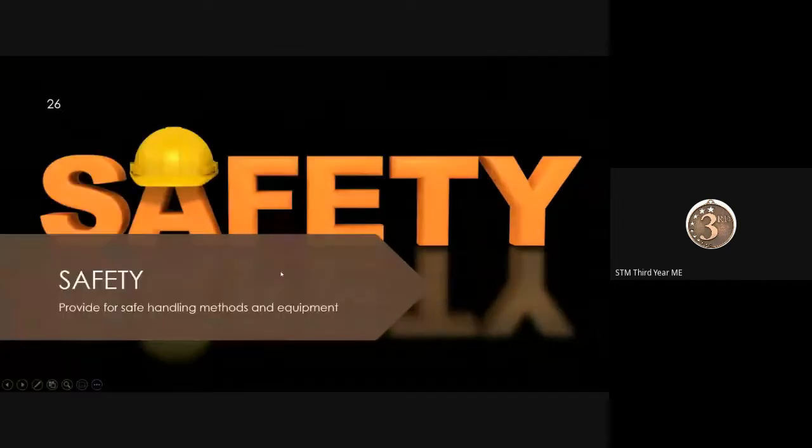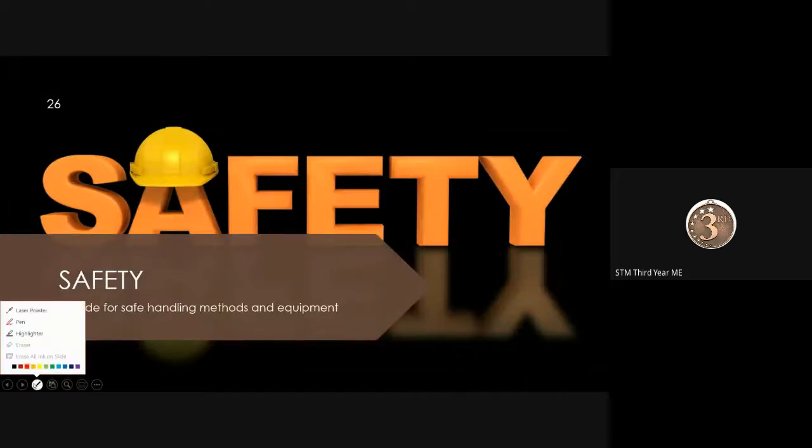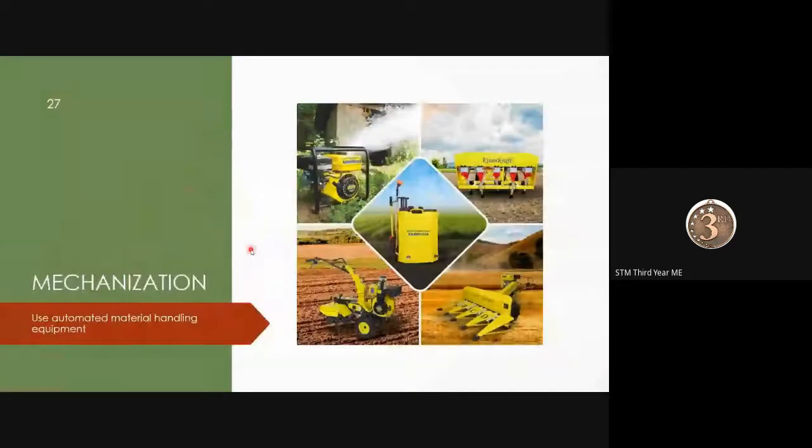Okay, on the basis of the risk factor, safety also plays an important principle during the material handling process. Next comes mechanization. One of the major parts of material handling in olden days was the use of human labor.